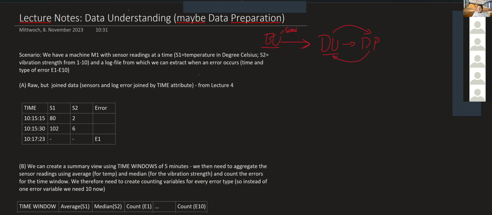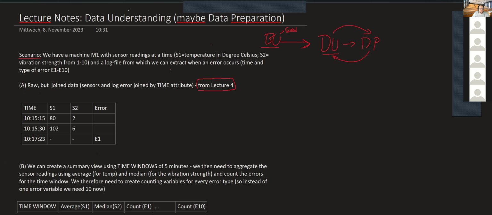So let me introduce the example. This is an example I already introduced in the last lecture, the sensor data example, exactly the same. The scenario is the following. Again, a manufacturing scenario. I love to use it because it naturally has a lot of data. Imagine we have a machine, call it M1, like in the operations research class where you love to call machines M1, M2, right? So let's call it M1, with sensor readings over time. S1 is the temperature in degrees Celsius, S2 is the vibration strength from 1 to 10. So we have these two sensor readings.